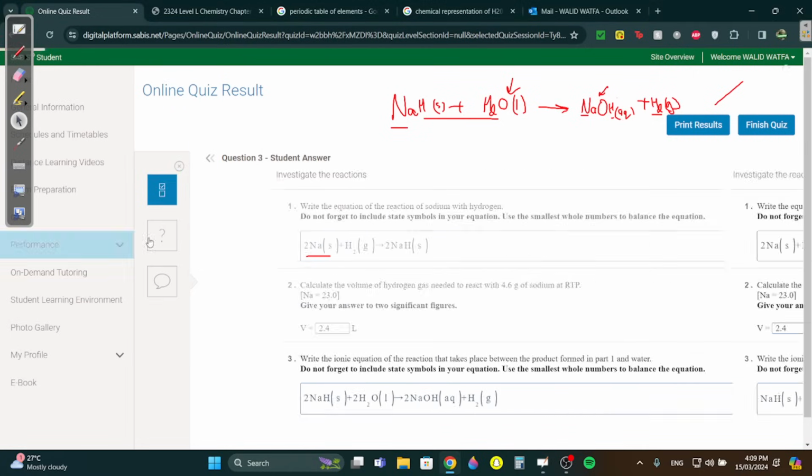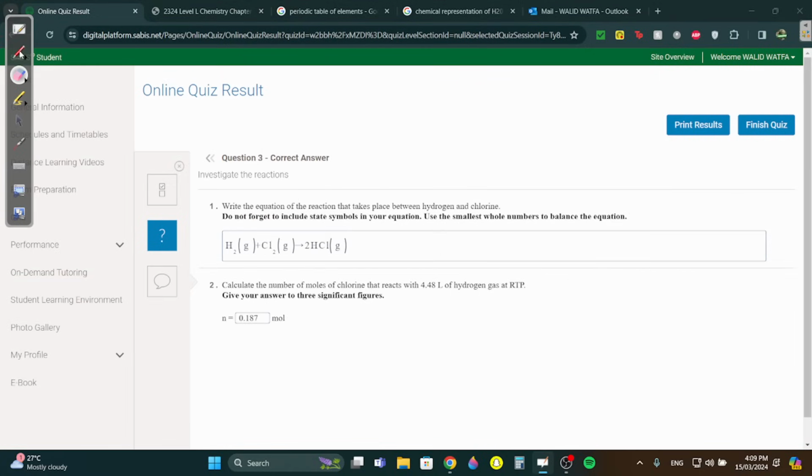Question 3. Write the equation that takes place between hydrogen and chlorine. Hydrogen is H2, gas. Chlorine is Cl2, gas. Produces H plus Cl minus. Crisscross, you get HCl, which is also a gas. Is it balanced? H2 Cl2, you need to put a 2 here. Now it's 2HCl, yes, it's balanced.